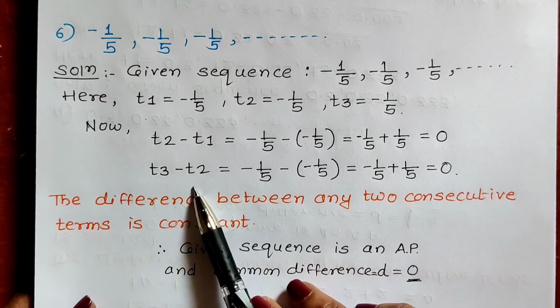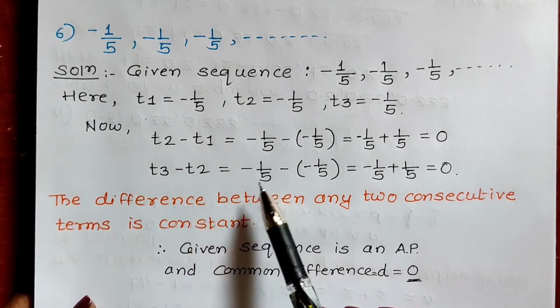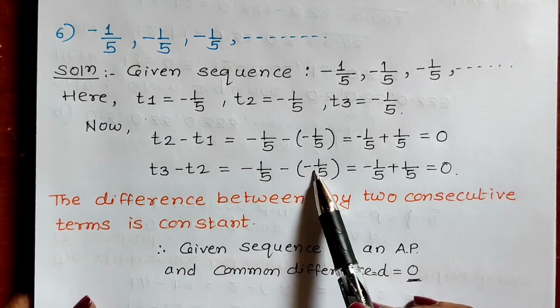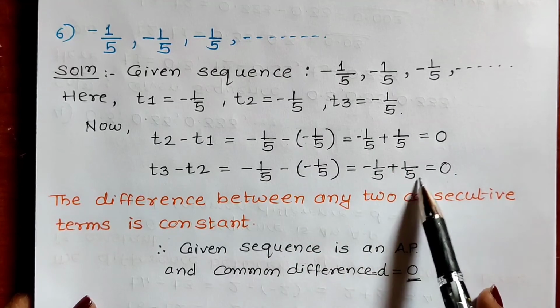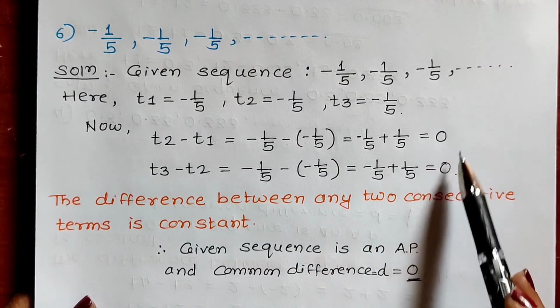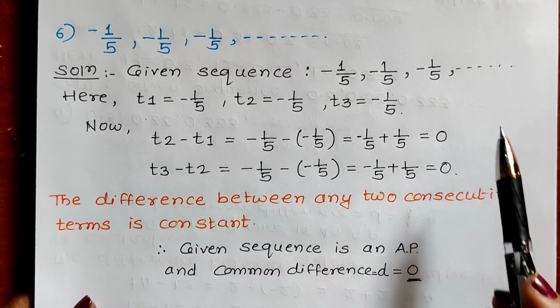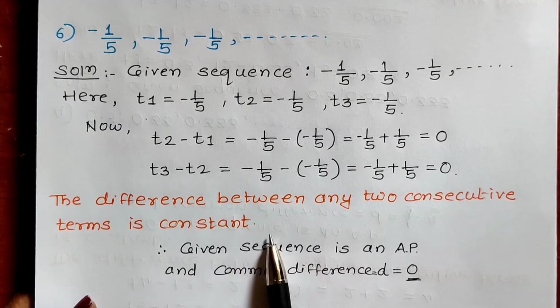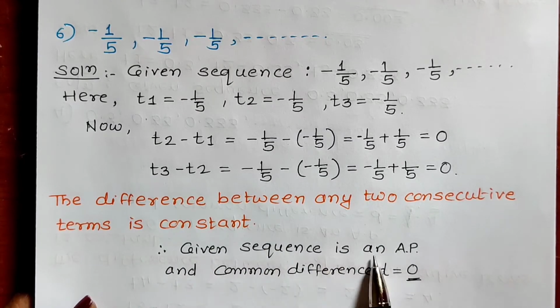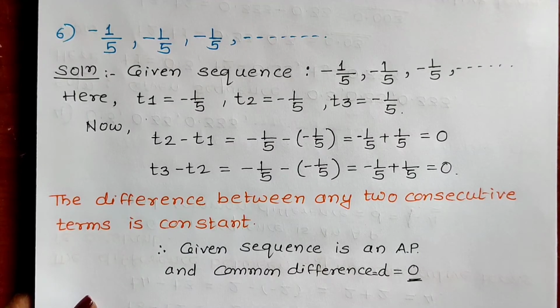Same thing we can do here. t3 minus t2: minus 1 upon 5 minus minus 1 upon 5. So the answer will be minus 1 upon 5 plus 1 upon 5, which is 0. So the answer we are getting is the same, 0, every time. That means the common difference between any two consecutive terms is constant, and therefore the given sequence is an AP and the common difference will be 0. In this way we have to solve the sums. Let us go on to the next sum.